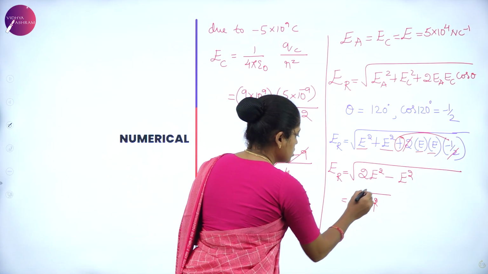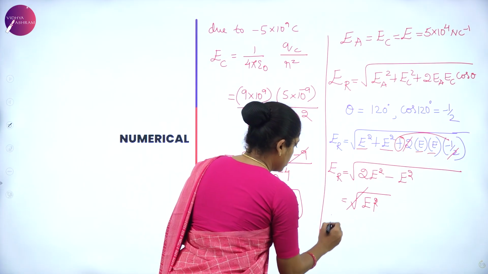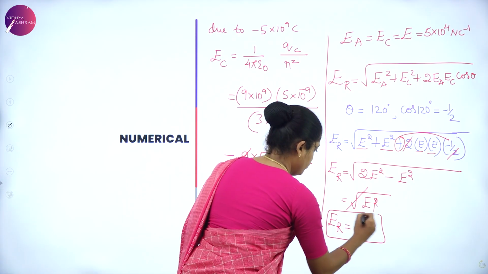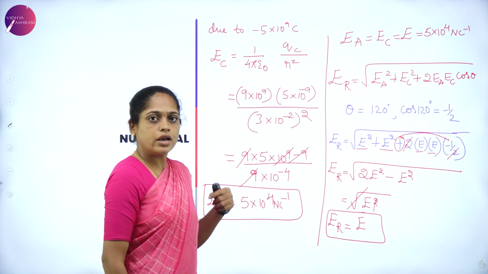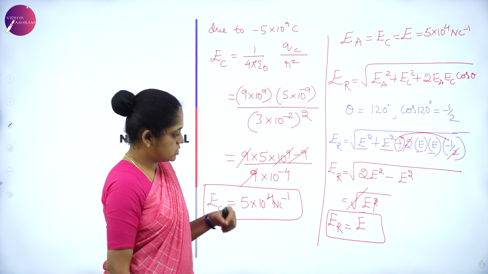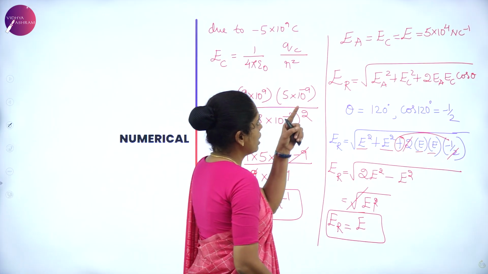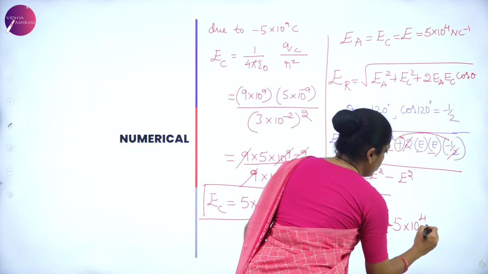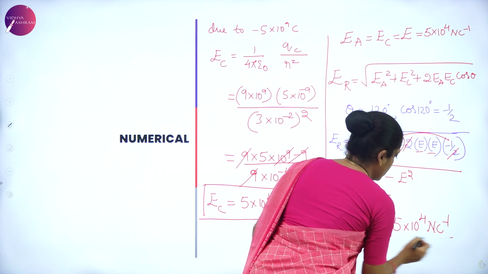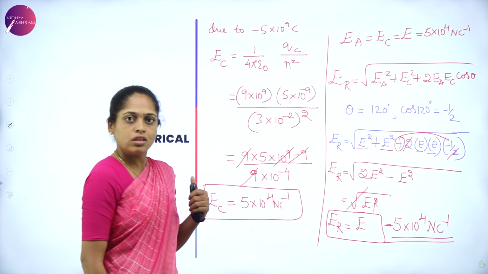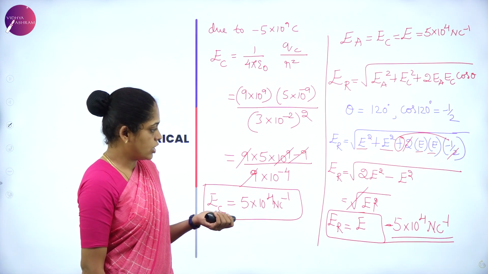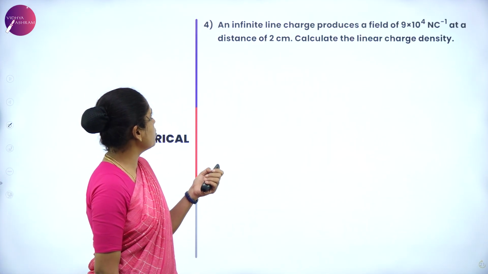Here the square and the square root get cancelled. Therefore, the resultant electric field is equal to E. The resultant electric field at point B is equal to E. What is the value of E? E is 5 into 10 power 4 Newton per Coulomb. This is the answer for the question number 3. Now we have completed question number 3. Let us move on to the question number 4.